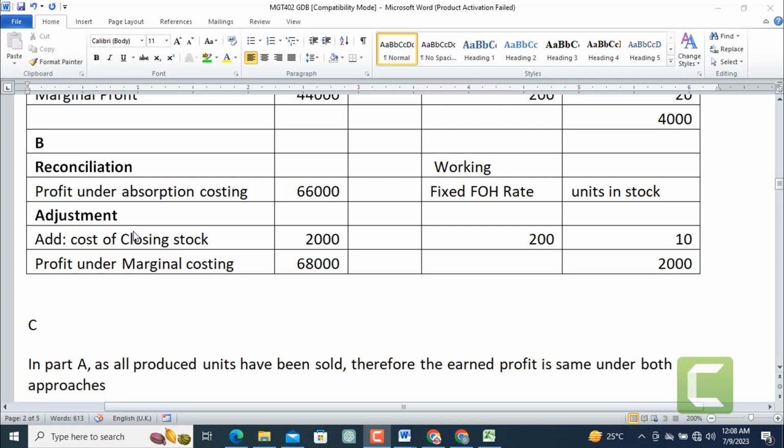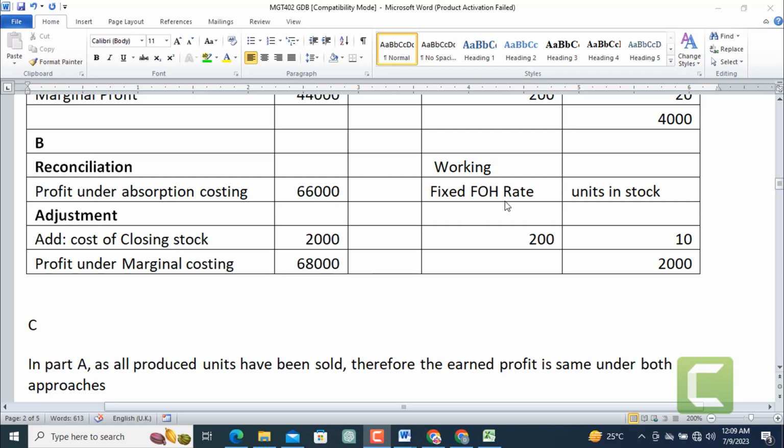So what about the 10 extra units? Here we need to add back that portion of the cost which is related to the fixed FOH, which is equal to 2,000, and we will reach the profit under marginal costing of 68,000 in this way.